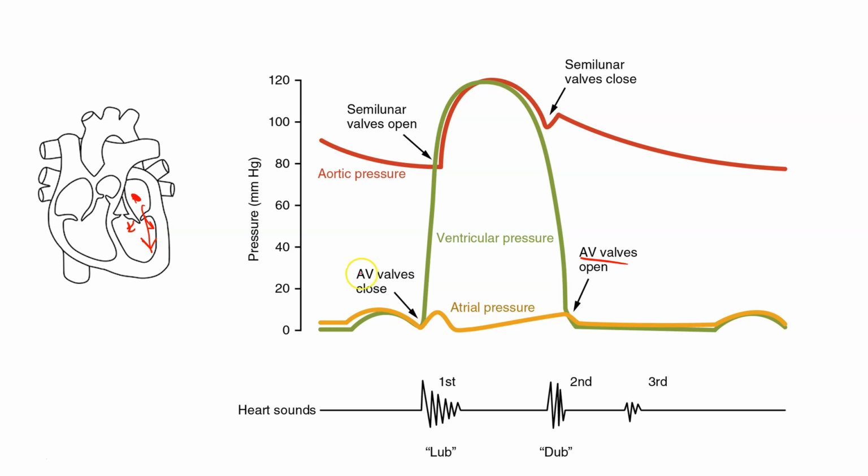So that's a little bit about the cardiac cycle. You can also note that if you're listening to the heart, you'll hear the lub-dub, lub-dub, lub-dub. What you're hearing is the lub is the AV valves shutting, and then the dub is the semilunar valves shutting. And then this whole process just begins again.